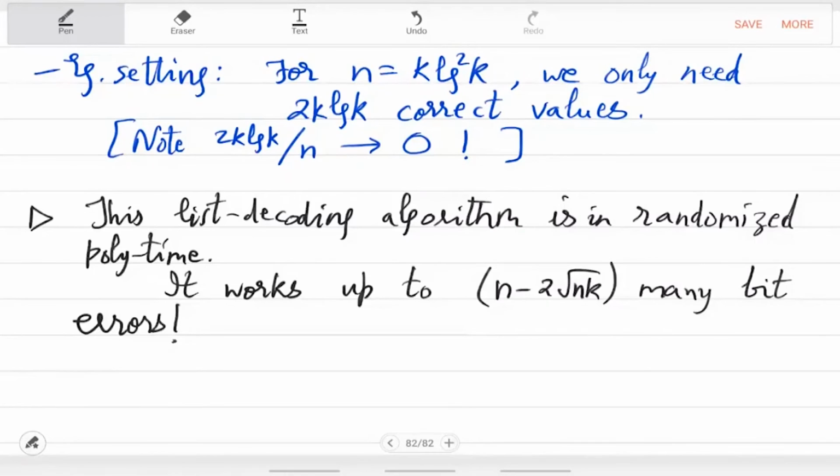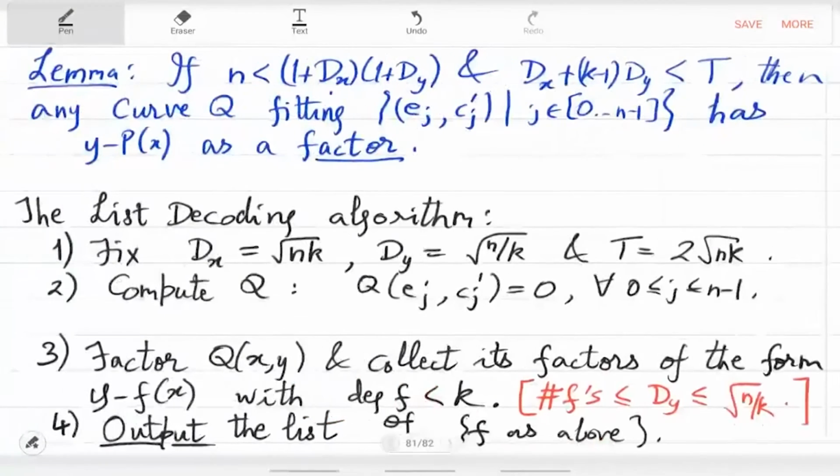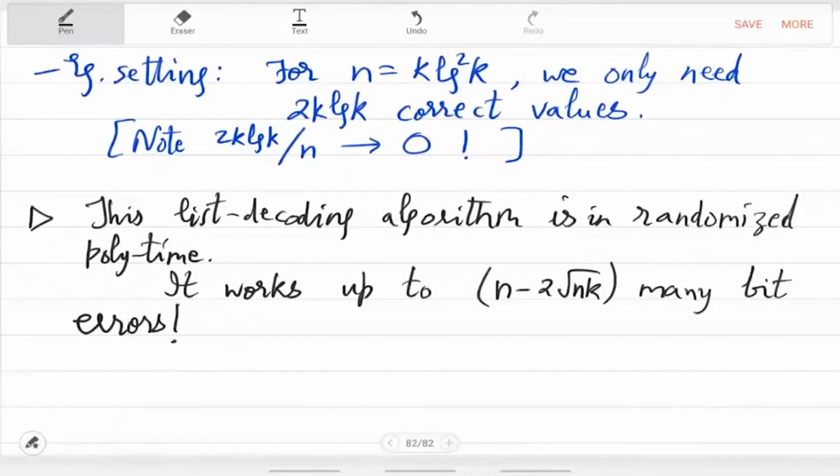And the list which it will output is very small, square root of n by k. So definitely smaller than n. Yeah, so for these things to work, now we have to solve some new problems, right? So what are the new problems that arise out of this in computational algebra?